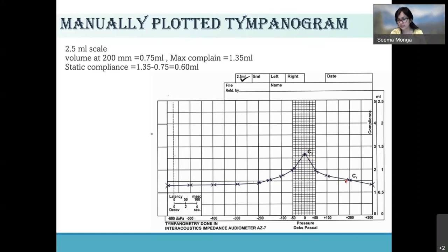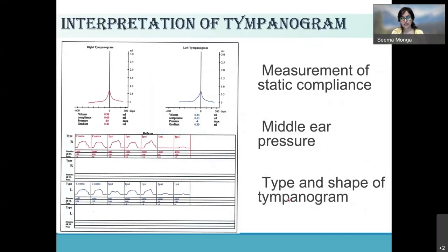These days we get an automatically plotted tympanogram like this. How do we interpret it? You will get this kind of report in your hand. So you will check the compliance. It is written here. This is the volume. This is the compliance. This is the pressure, the middle ear pressure, and this is the gradient. Along with tympanometry, you usually get a stapedial reflex report also. So what is the result? In both the ears, it is normal. Even the ipsi and contra reflexes are normal. So this is a normal report, right?